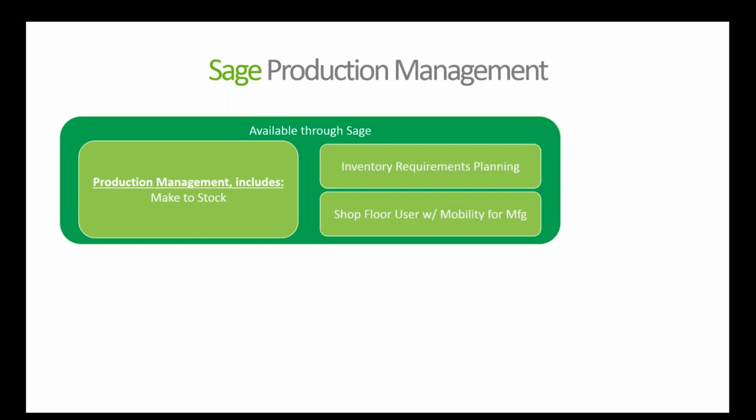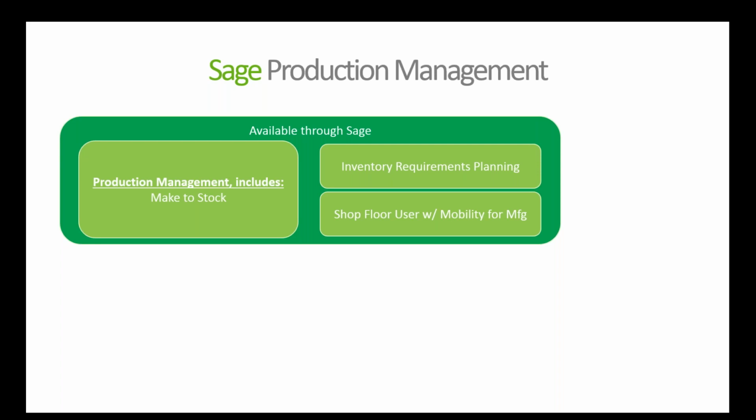So as we've talked about before, what's on the Sage price sheet is production management, which is make to stock, inventory requirements planning, which replaces MRP, and the newly issued shop floor user with mobility for manufacturing. One note on the shop floor user mobility for manufacturing, the end user does have to be on 100C for that option to work.